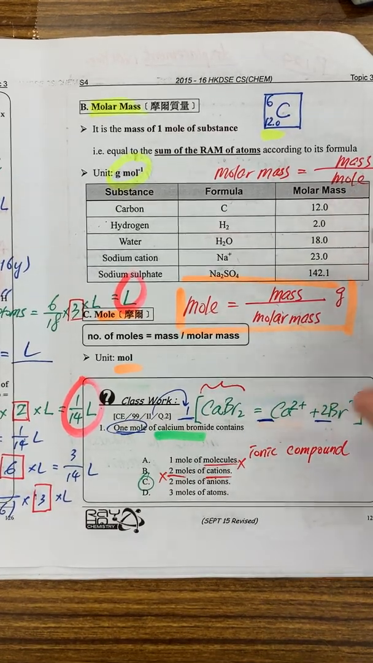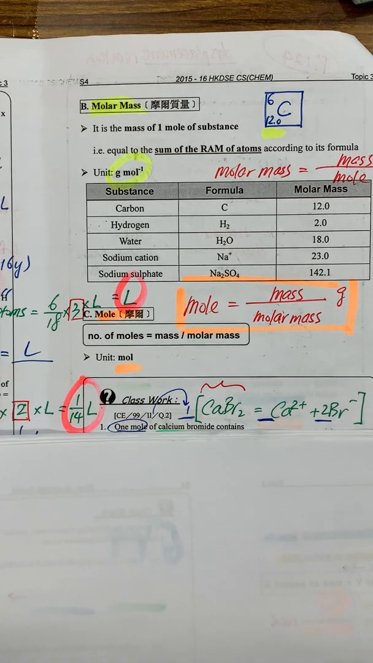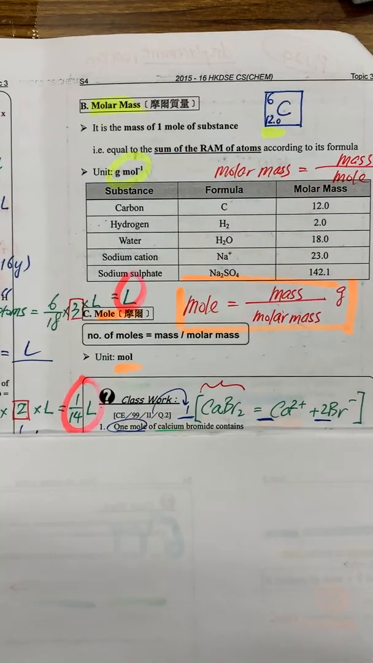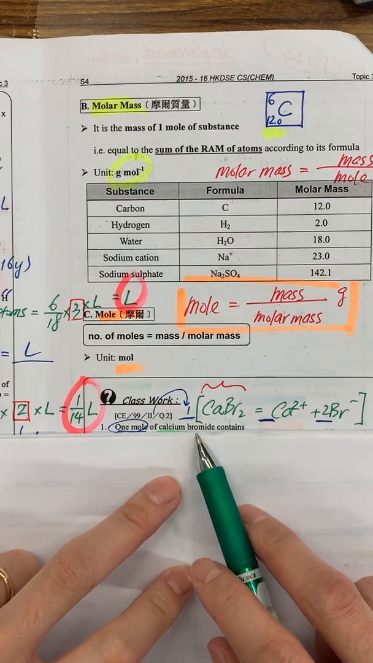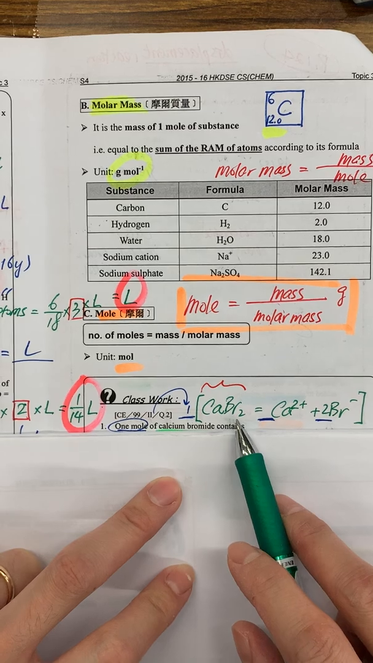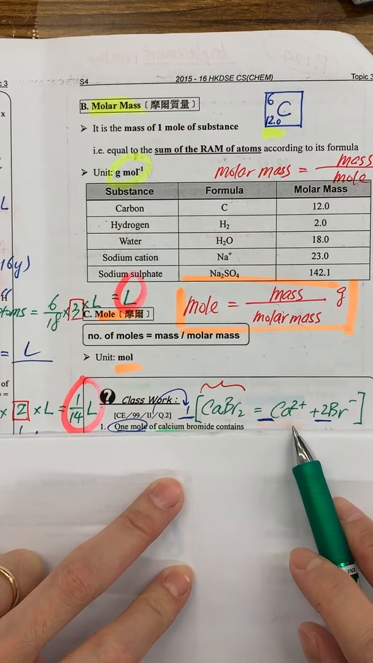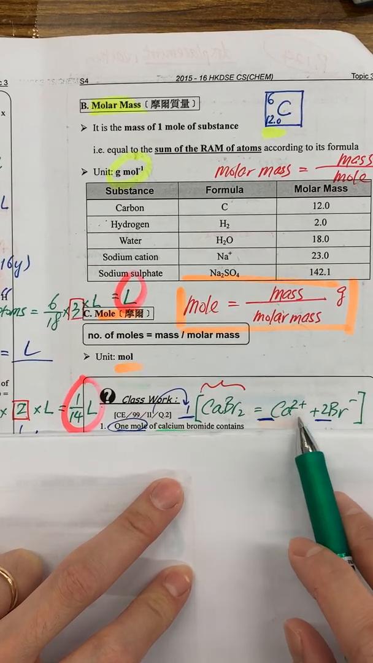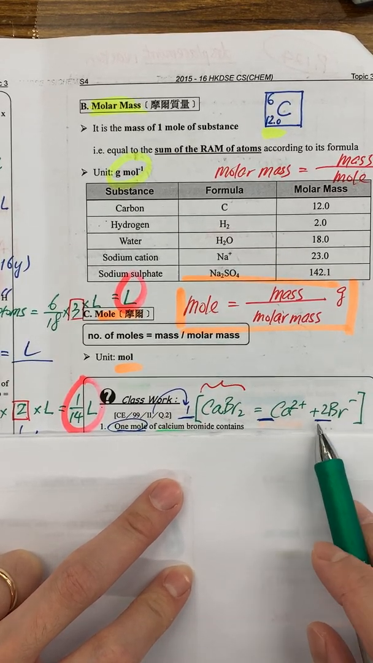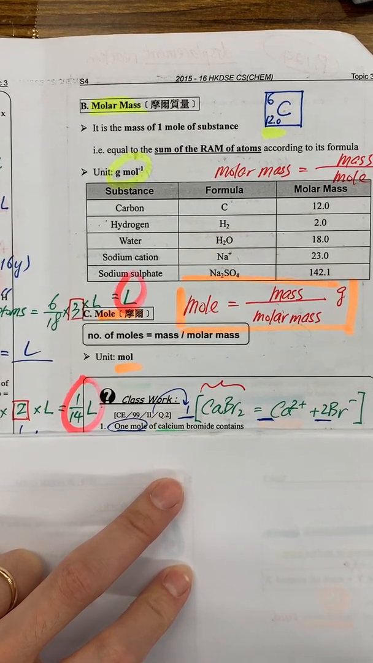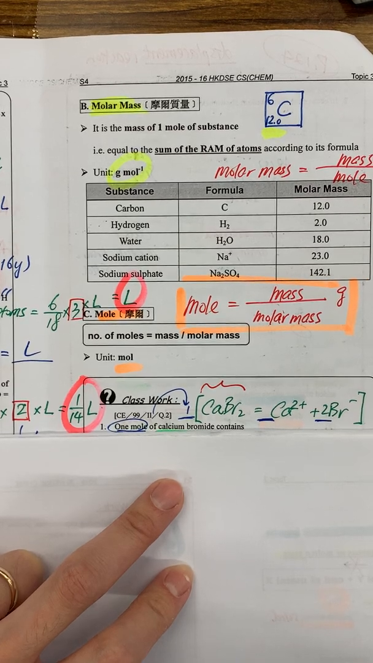1 mole of calcium bromide contains what stuff? Number 1, you should be aware the formula is CaBr2, but not CaBr or Ca2Br, etc. In 1 mole of calcium bromide, it contains 1 mole of calcium cations and 2 moles of bromide anions. It is clear. If you are clear about this, it is easy to figure out which one is wrong.